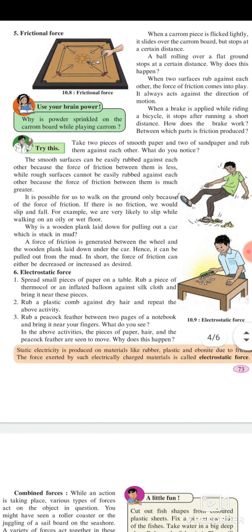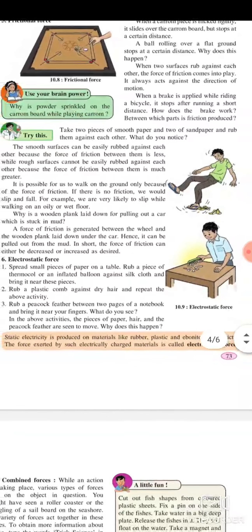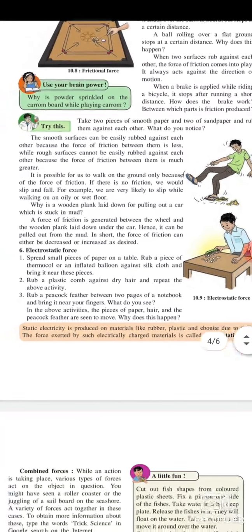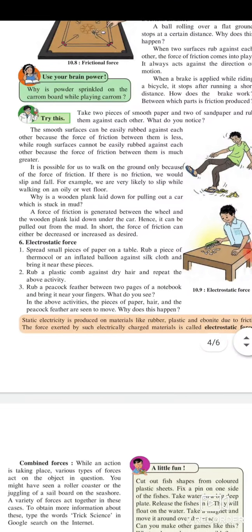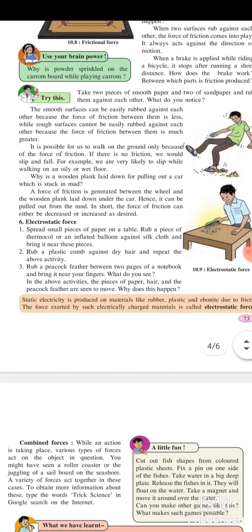Try this. Take two pieces of smooth paper and two of sandpaper and rub them against each other. What do you notice? The smooth surfaces can easily rub against each other because the force of friction between them is less, while rough surfaces cannot be easily rubbed against each other because the force of friction between them is much greater. It is possible for us to walk on the ground only because of the force of friction.